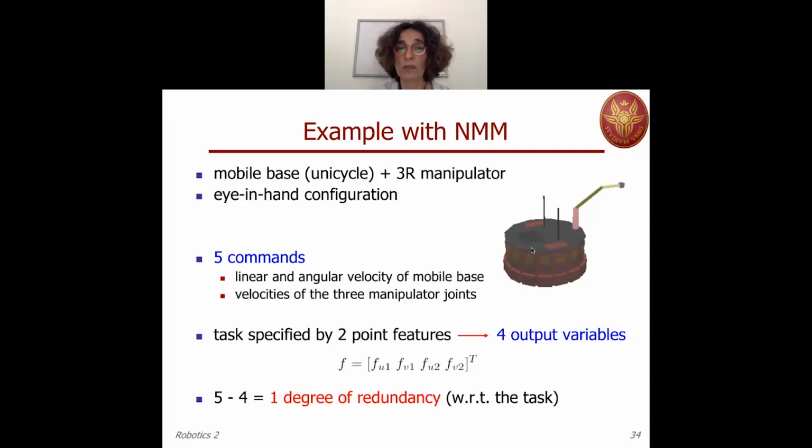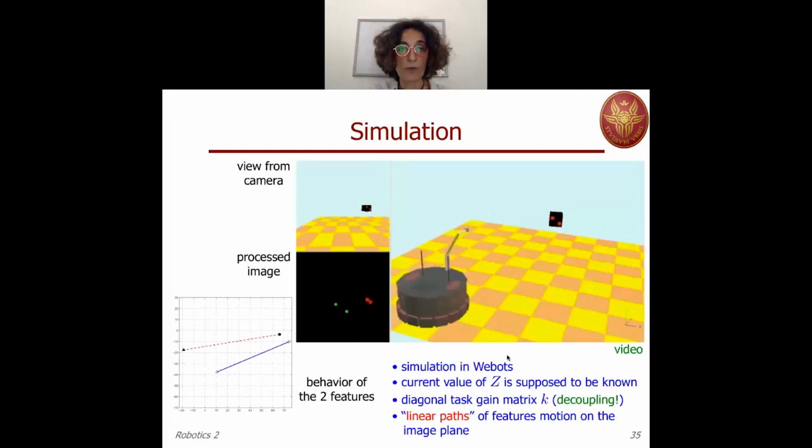If we specify the task by 2 point features, then we have 4 output variables because we have 2 coordinates for each feature. Then we do have 1 degree of redundancy because we have 5 commands and 4 output variables to control.